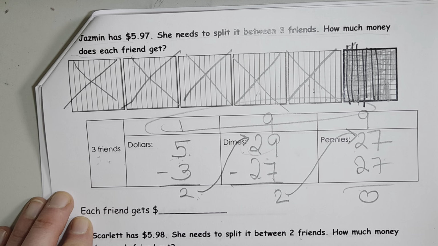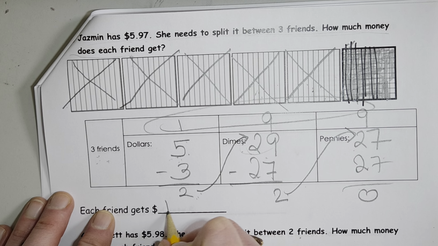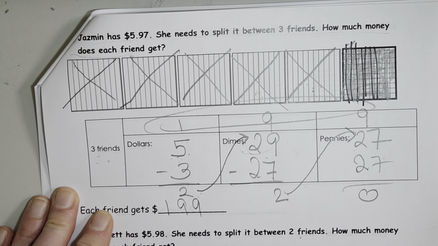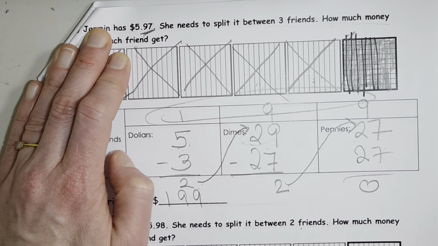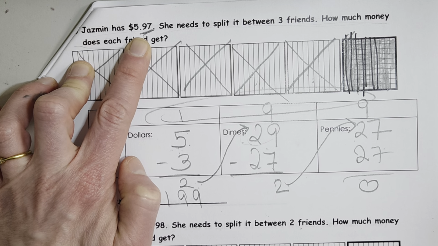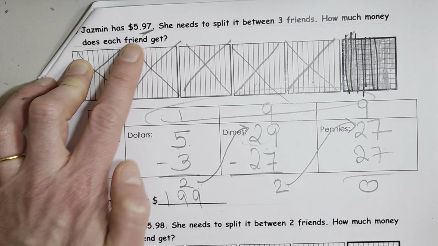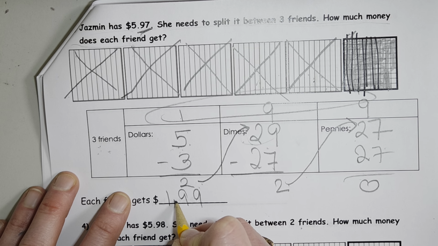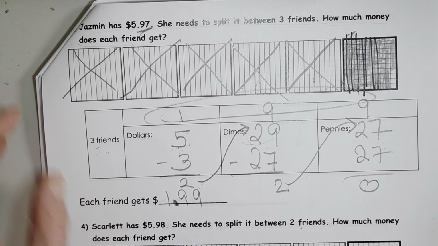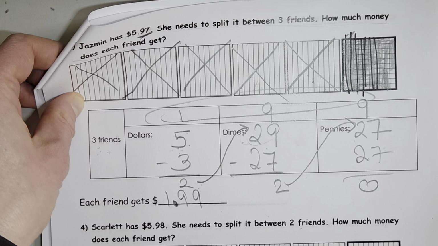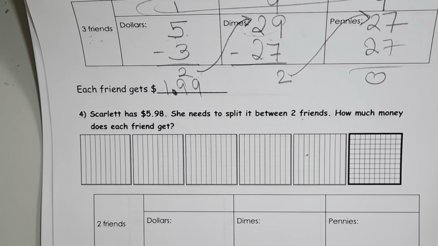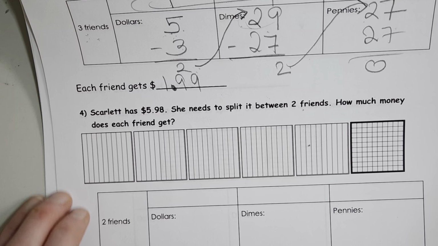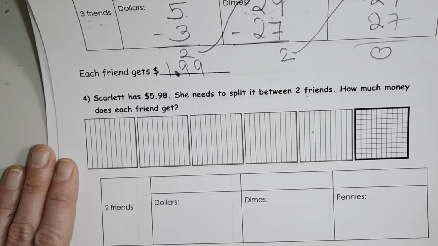So, whoopsies. Each friend gets $199? No, no, no. Because look, our original problem has 100. We've got 2 numbers behind the decimal point, so it's going to be the same thing. 2 numbers behind the decimal point here. $1.99. Okay, let's do that one more time down here, and then I'm going to have you finish up the packet on your own.